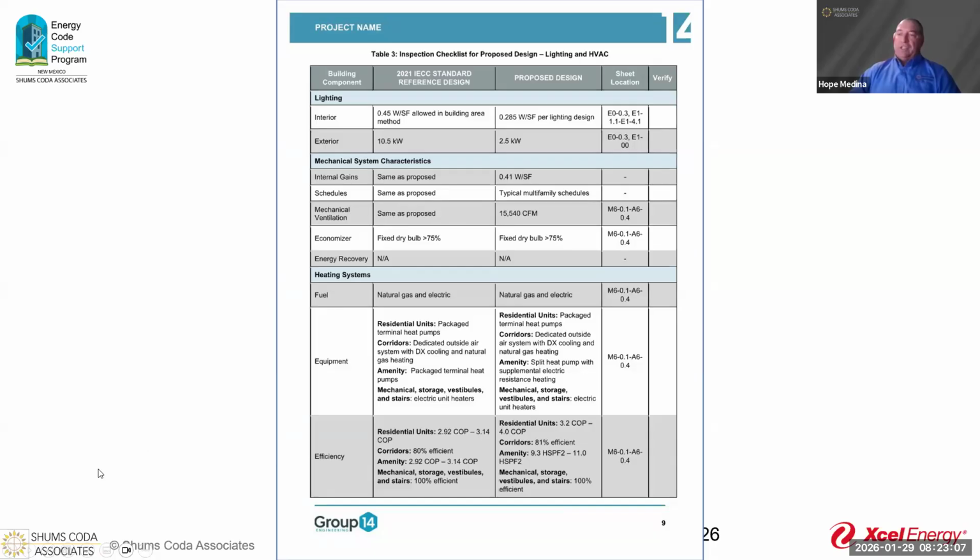We can see in our heating system that we have both natural gas and electric, what they are, where we're looking for them, where they're located. So in the amenities building, we have package terminal heat pumps and we have a split heat pump. The design reference was the package terminal heat pump, and our proposed is the split heat pump with supplemental electric resistance heating. It lets us know what we're looking for, where to find it on those detail sheets.